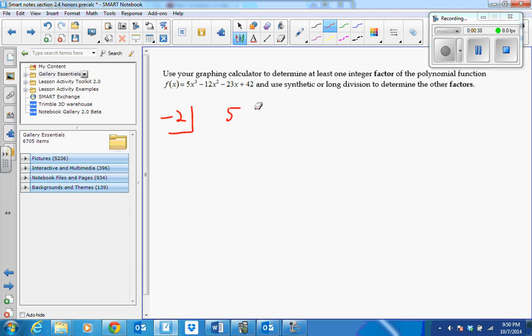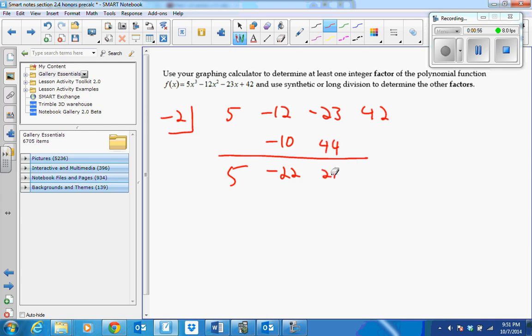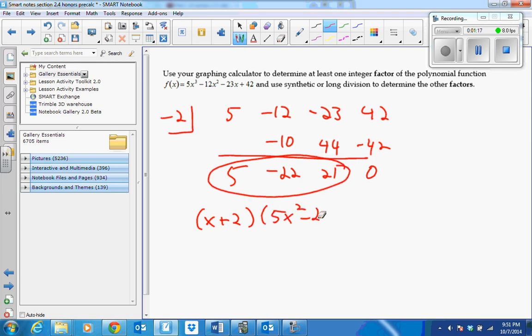So I'm going to get 5x cubed minus 12x squared minus 23x plus 42. So bring down the 5, you get -10, -22, 44, 21, -42, and 0. And that is what should have happened because we knew that that was a root of it. So what we have right now is the -2 as a root gives us a factor of x plus 2. And now we have this quotient, and that gives us 5x squared minus 22x plus 21.